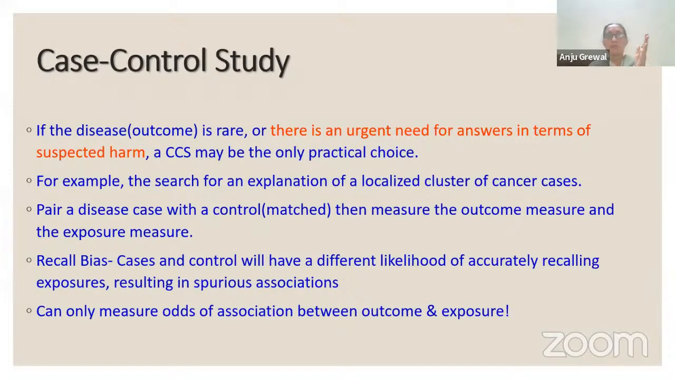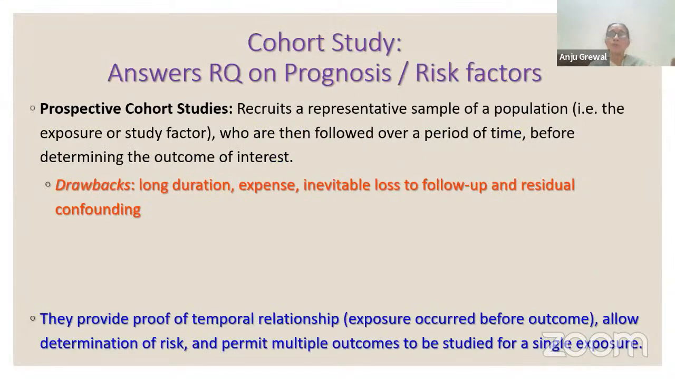It may have a recall bias, or if you're picking up records, especially in retrospective cohort studies, the records would not be accurate. So though you are trying to measure the odds of association between outcomes and exposure, and the exposures are spontaneous, you haven't inflicted the exposure, they could definitely not always be very accurate. So there would be biases coming in. And therefore, as I said, one of the best observational studies are the cohort studies. They are the ones that answer your questions, especially on prognosis and risk factors.